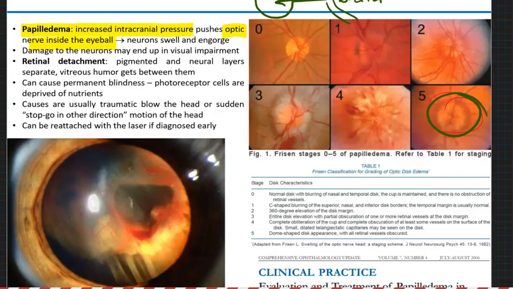Detachment, right here. Pigmented and neural layers separate. Now, why is this bad? Your neural layer is basically neurons. Neurons cannot survive without oxygen and nutrients. So when the retina is detached, at some point it starts dying, and it never comes back. That damage is permanent. You can reattach it if it's diagnosed in time.